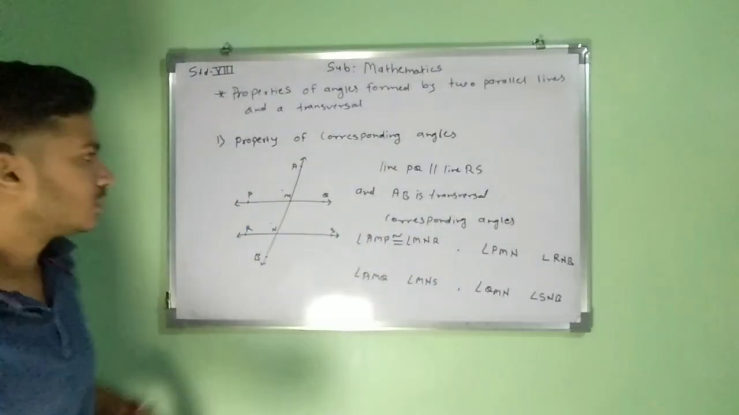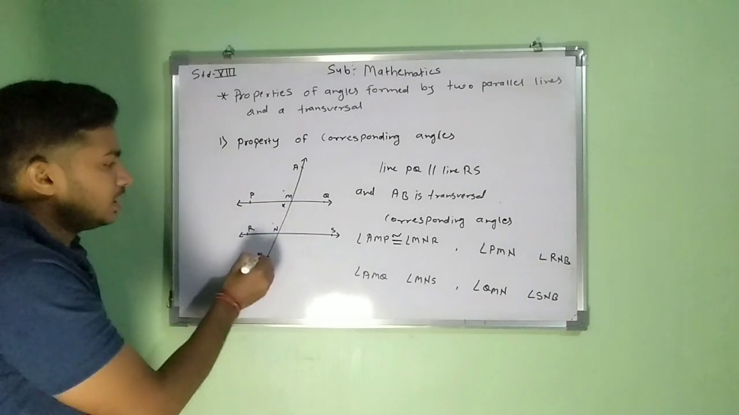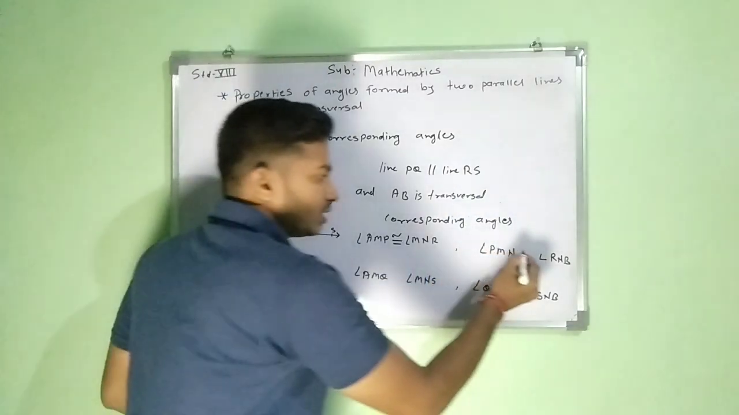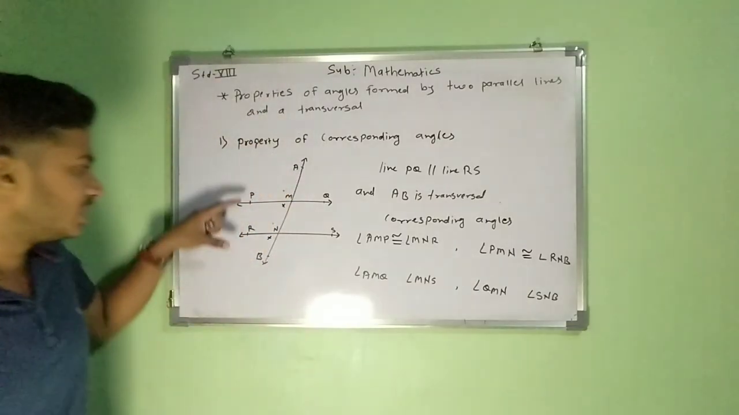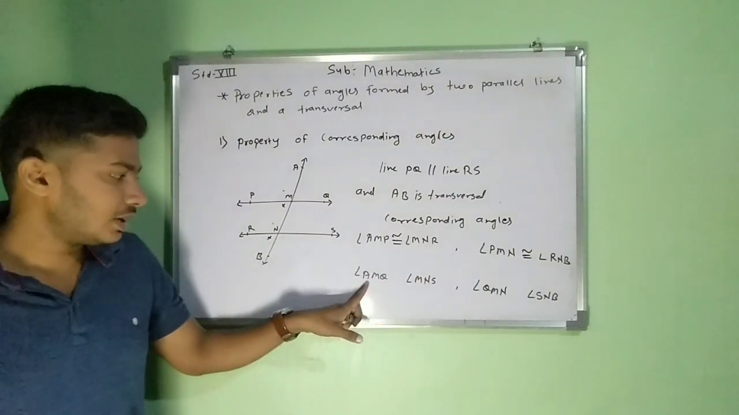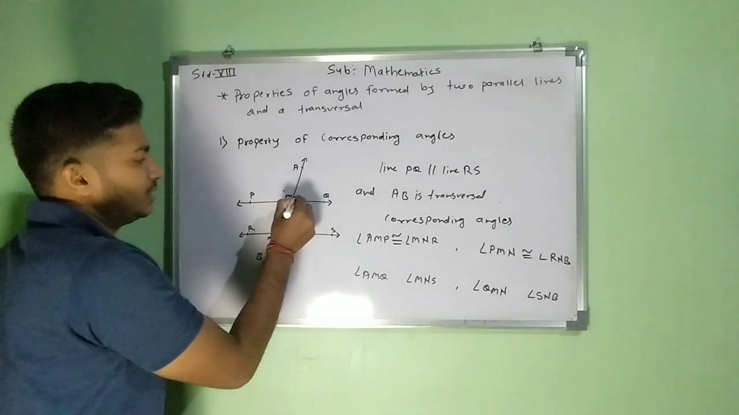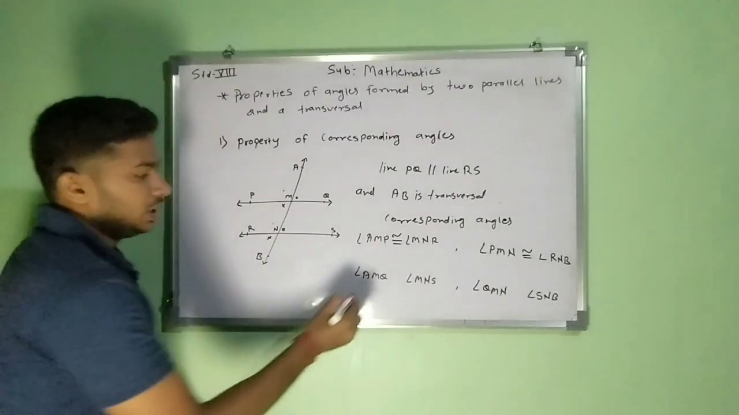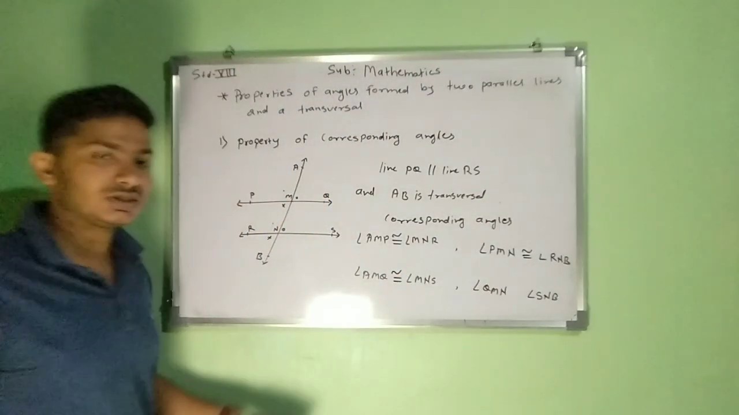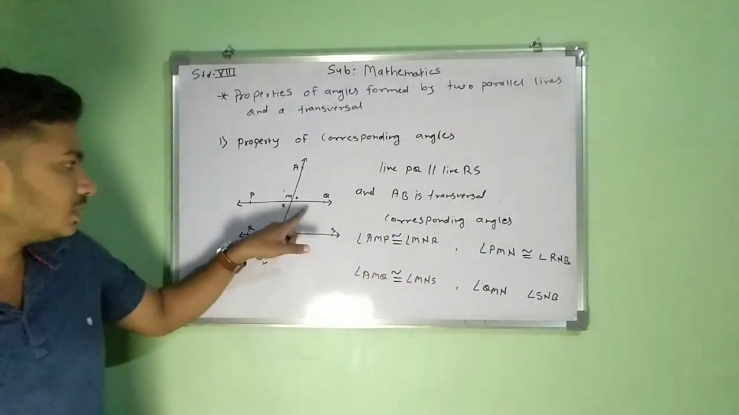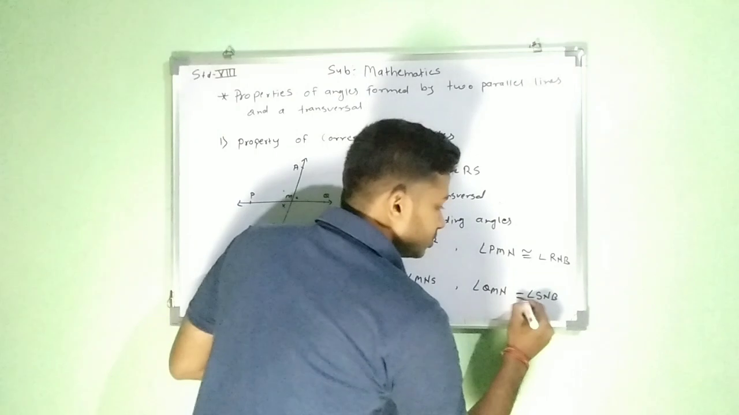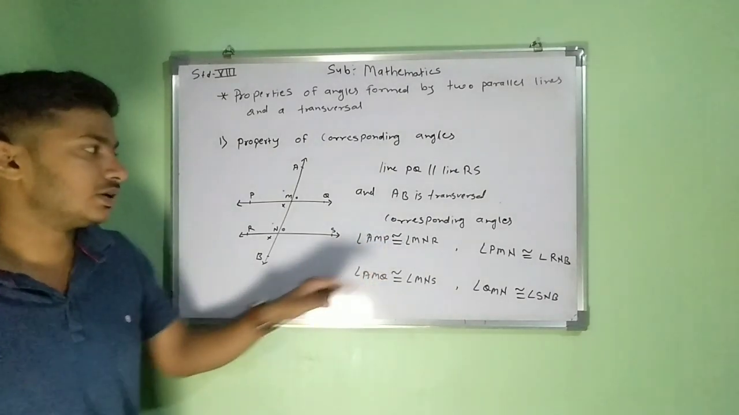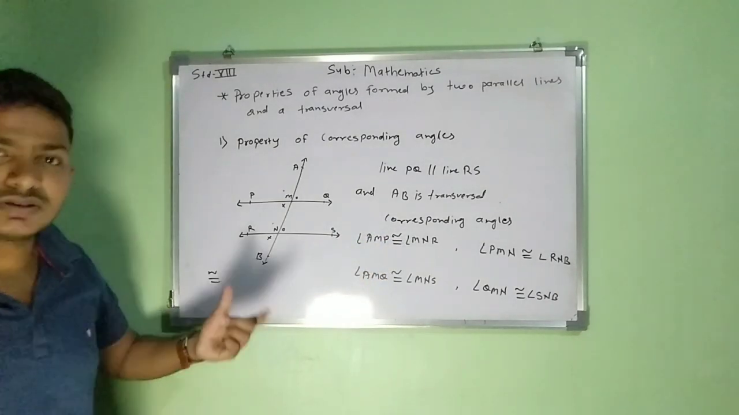Similarly, angle PMN, this angle, and angle RNB, this angle, these two angles are also congruent to each other, and these are a corresponding pair. Similarly, angle AMQ, this one, is corresponding to angle MNS, this one, and these corresponding angles are also congruent. Similarly, the last one, QMN, this one, these two angles are also congruent to each other. So the property of corresponding angles is they are congruent to each other, that means they have the same measurement.